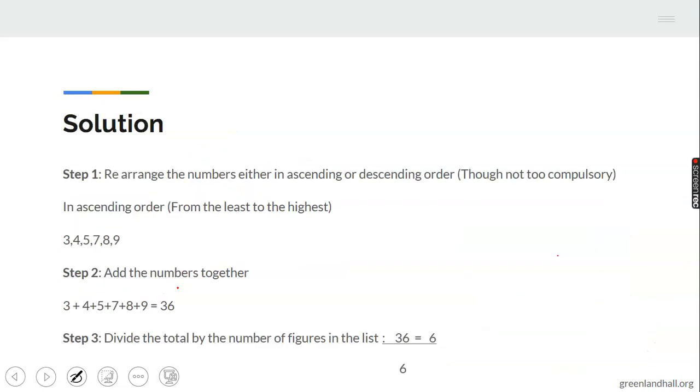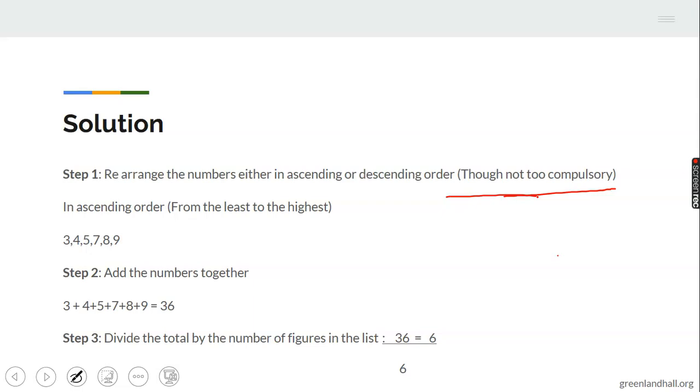Now, this is the solution to the question. The first thing you need to do is arrange the numbers either in ascending or descending order. That is the first step. Though it's not too compulsory, like I said here. It's not too compulsory when you come to mean. If you don't arrange it, you still get your correct answer. But because you want your work to be neat and well presentable, please arrange it.